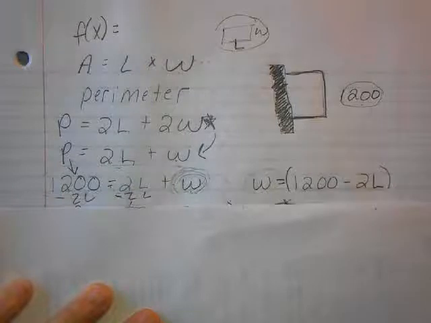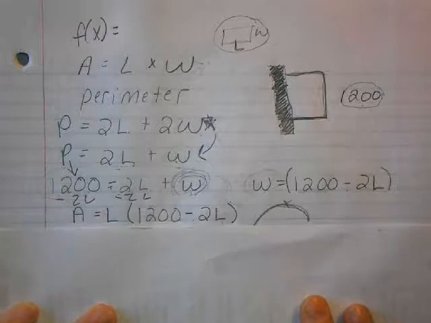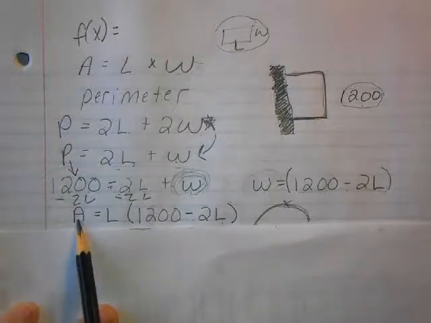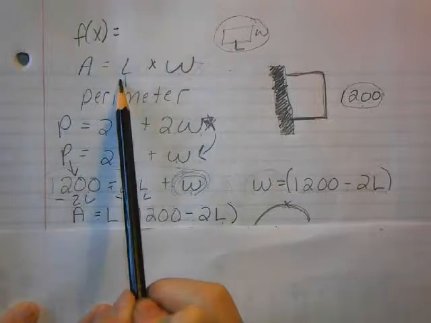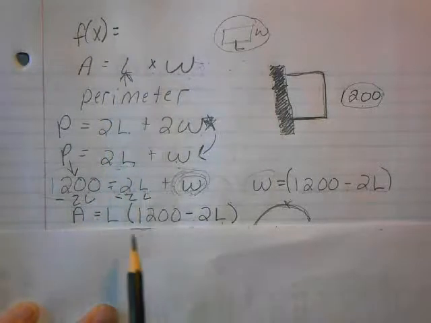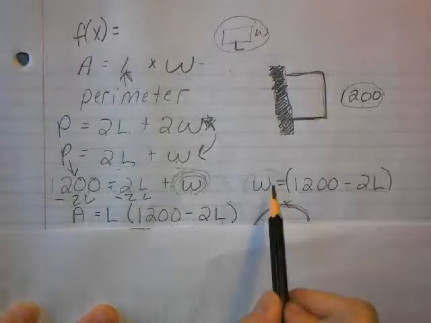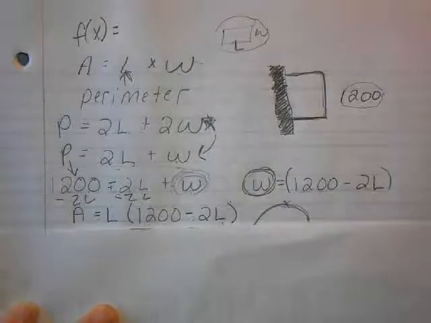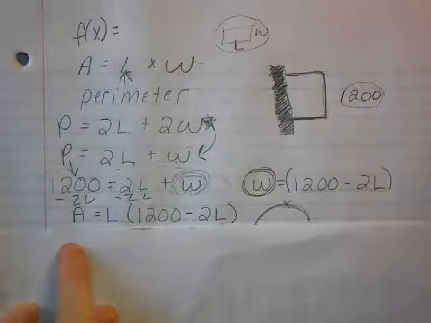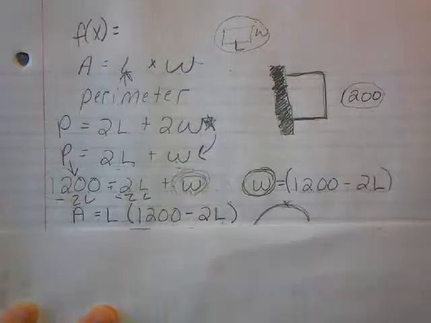So the next step is I'm going to put it back into the function for area, right? So my area is equal to length times width, but instead of width, I put 1,200 minus 2L, which is what my width is equal to. The only reason I did that was so that I had 2 L's instead of 1 L and 1 W. Okay? This way, I can just put this into the calculator. So put that into the calculator right now.